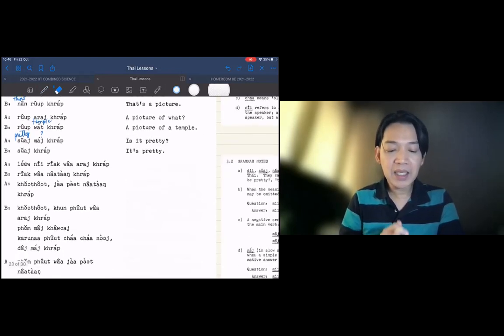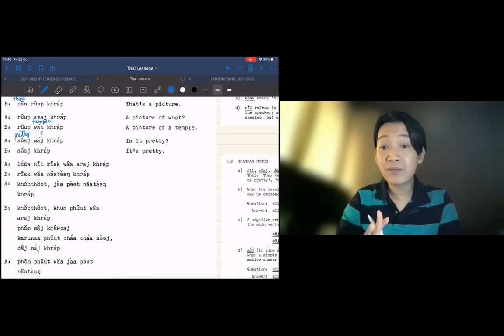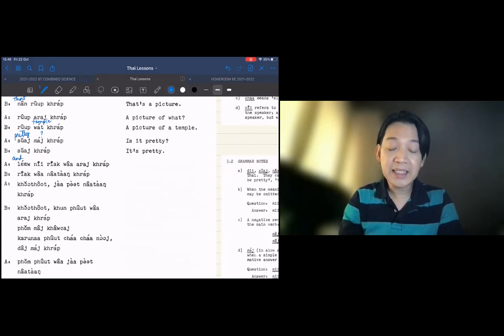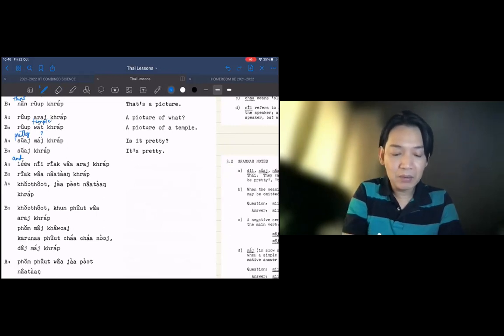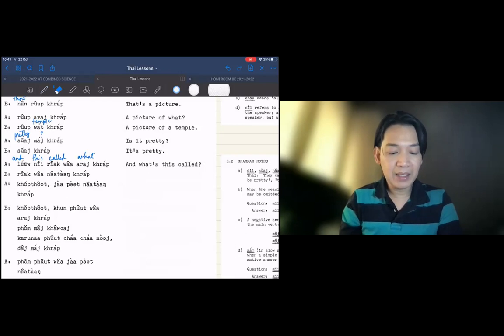Leo, ni riyak wa aray krap. Leo is a word that indicates that you wanted to continue on with the conversation. So it could probably mean then or and. Ni is this. Riyak wa aray krap. Called what? What is this called? And what is this called? Because there's a Leo. And then speaker B answered riyak wa.